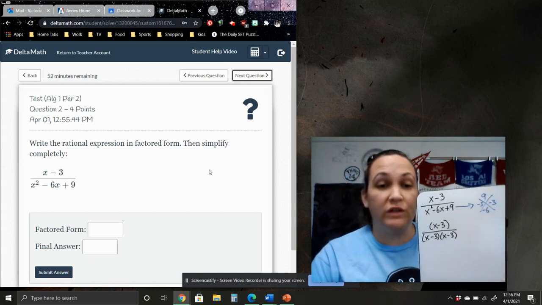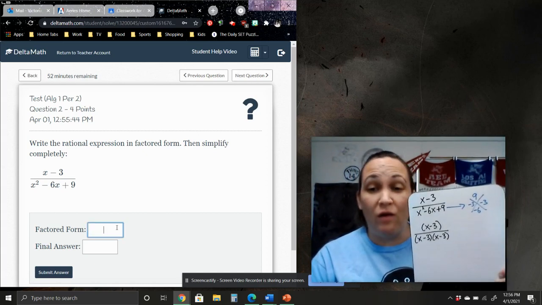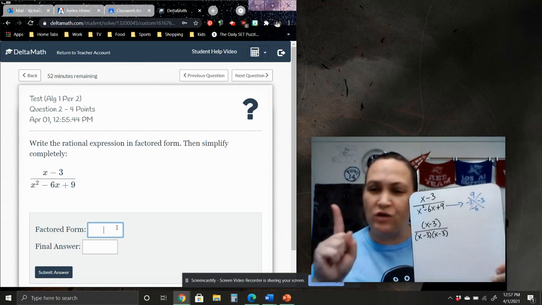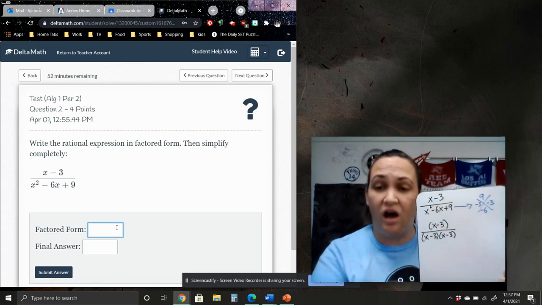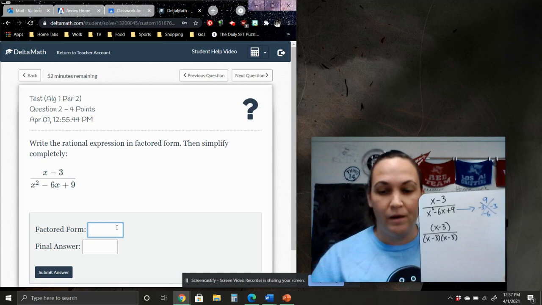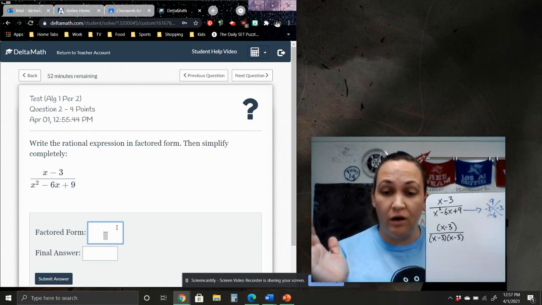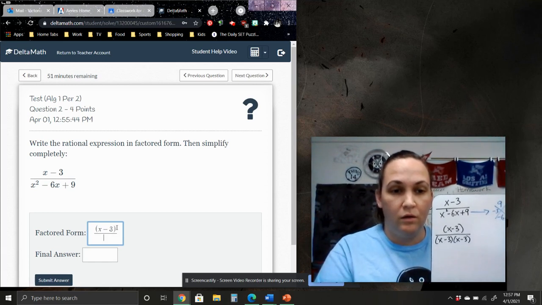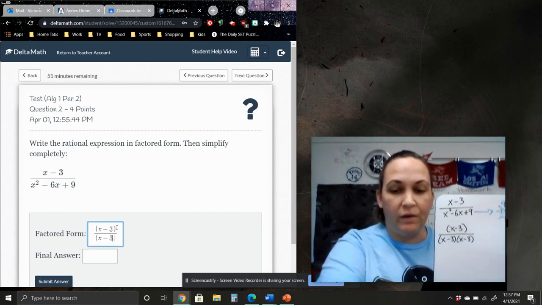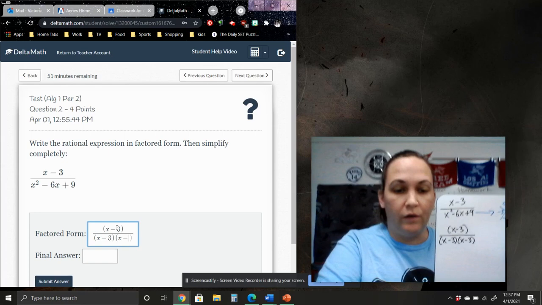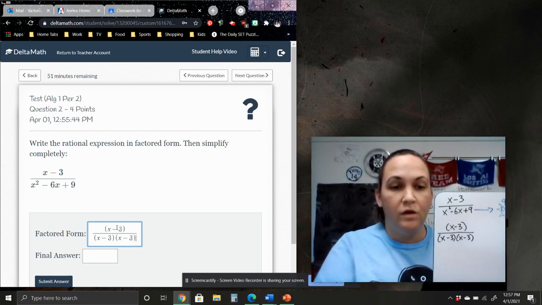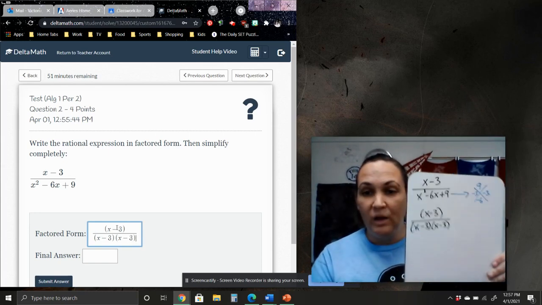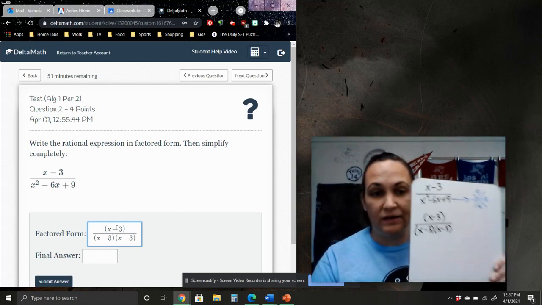Now, the first question wants the fully factored form. That wants what, after you're all done factoring and right before you start crossing things off, your paper says. So I'm going to put my fraction bar, and on top I have an x minus 3. And then on the bottom I have an x minus 3 and another x minus 3. So that's my fully factored form. You want to type that in before you start crossing things off.